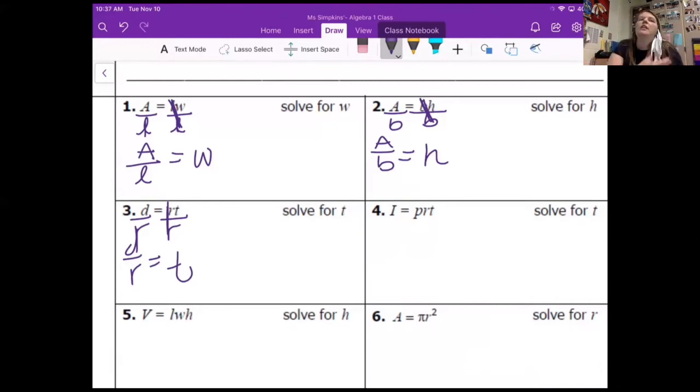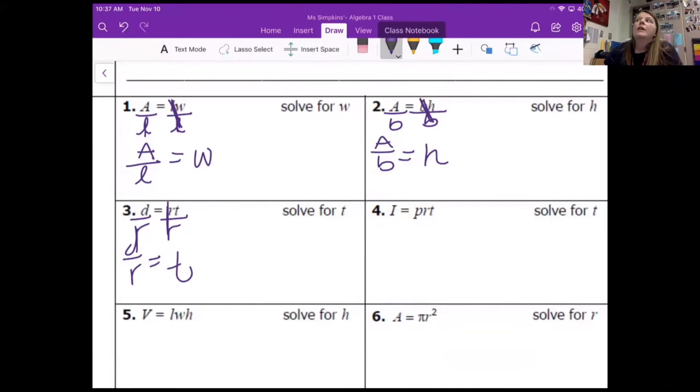Anybody know the equation on number 4? I'll be impressed if you do. It does stand for something money-wise. Not insurance. Interest. Interest equals principal times rate times time is what it stands for. Now we have more than 3 variables. Now we have 4. What are we solving for?